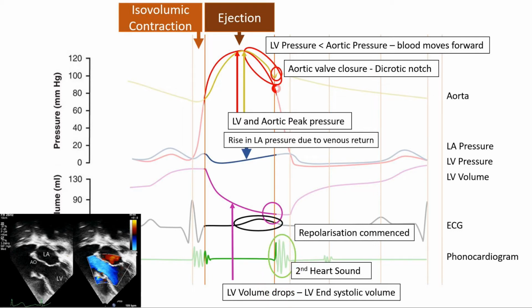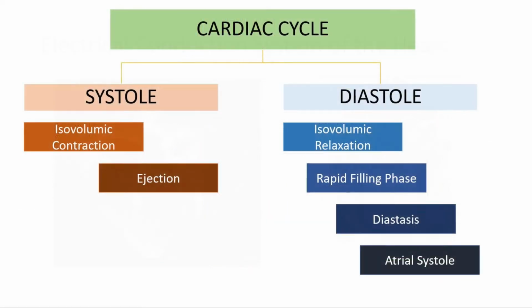In summary, during this period of ejection, blood gets ejected from the left ventricle to the aorta, which leads to a drop in left ventricular volume, which reaches its lowest volume, called end systolic volume, and at the end of ejection you hear the second heart sound, which is due to closure of the aortic valve. This completes the systolic period in the cardiac cycle.